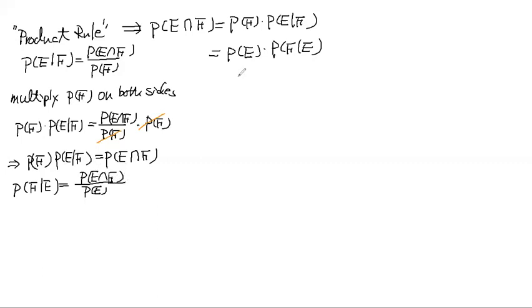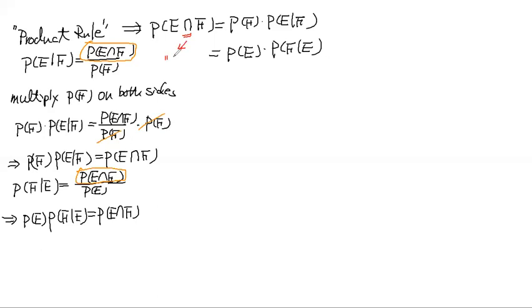Did you see here? The top is the same, E intersection F. So if you multiply PE on both sides, you will get PE times the probability of F given E equal to the probability of E intersection F. So that's what we call the product rule. The key word for the product rule is the intersection.